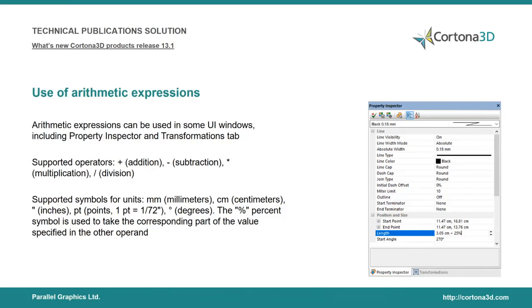Now, we also support arithmetic expressions in most user interface windows, and most importantly, you can use property inspector and transformation tabs for that. So these are the supported operators, which are quite common, and symbols for units also. Let me demonstrate when you can use it.